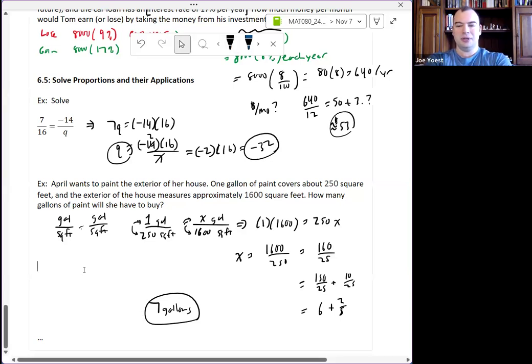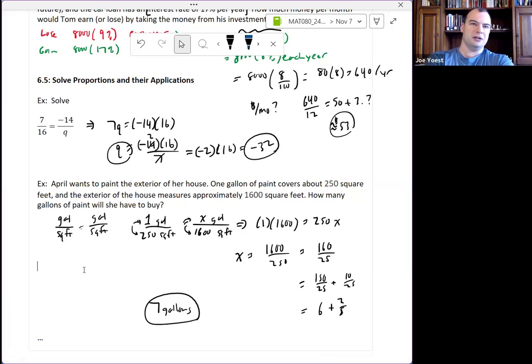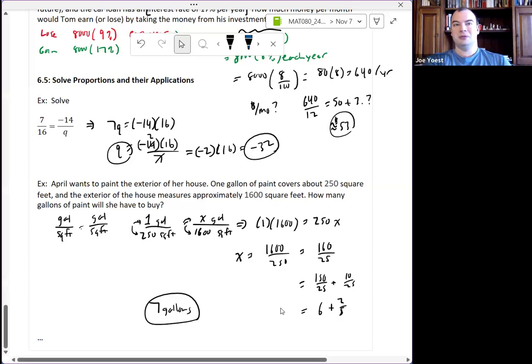We need to round up, even though 2/5, or 0.4, is less than half. We're not going to round down because then we'd have a bit of house unpainted. So we'll round up, even though this 2/5 is a fairly small amount of paint, we still needed to cover that last little bit of house.